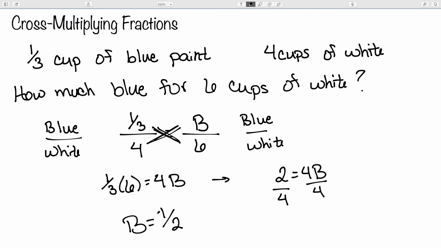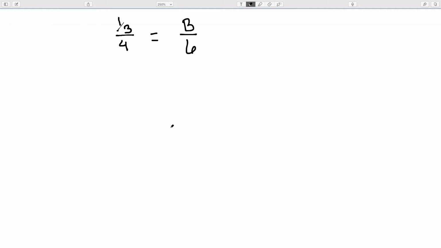So now the question is, why is it that we can use this method and why does this work? In order to show that, let's break this problem down step by step. The first step is to set up the fractions 1/3 over 4 equal to B over 6. So why can we do that and what does it mean?